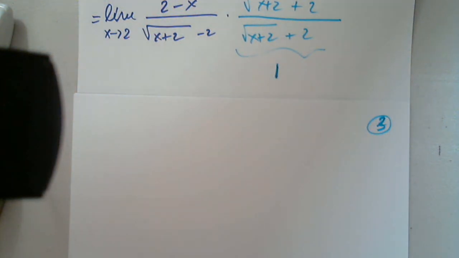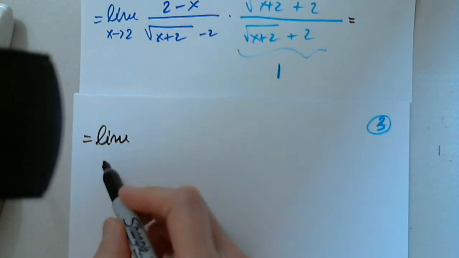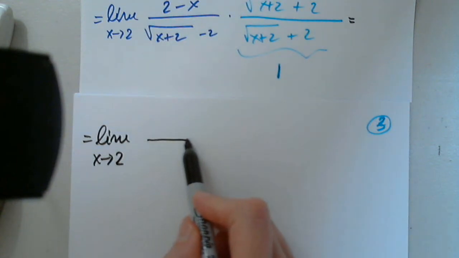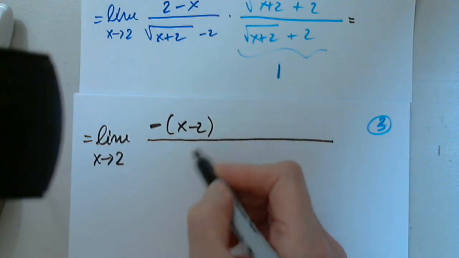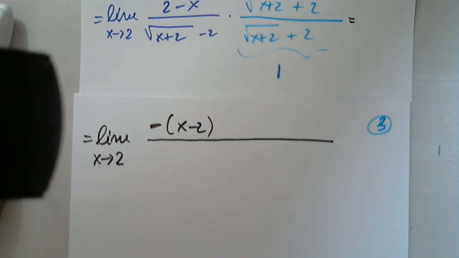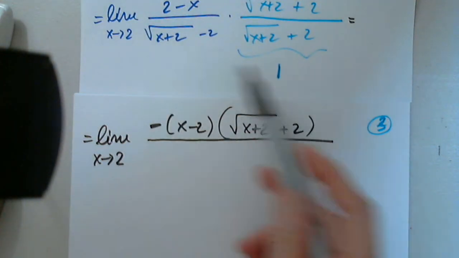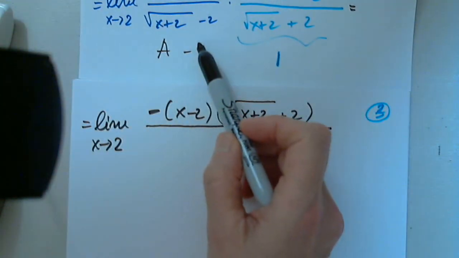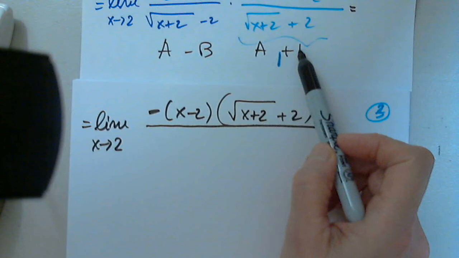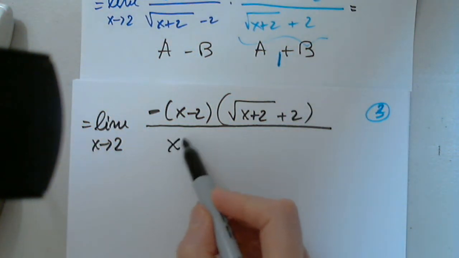Okay. Next, I will multiply. So I get the limit. Don't drop the limit operator, please. I know it's tempting. So I can rearrange that normally as x minus 2 because it's twisted. Then I have the square root of x plus 2 plus 2. Can anyone give us the denominator? Remember, we are using a minus b times a plus b. x plus 2 minus 4.